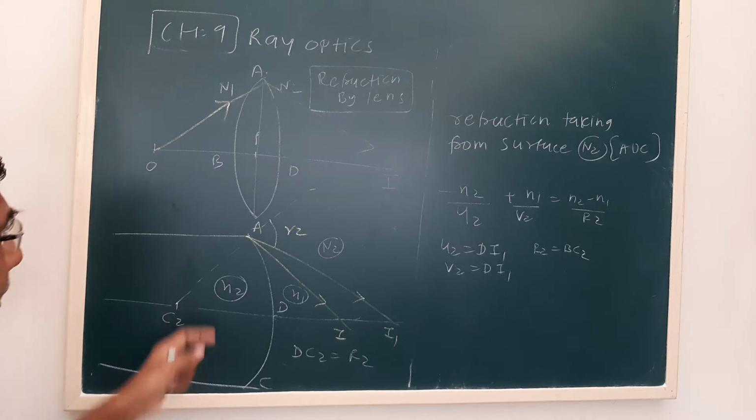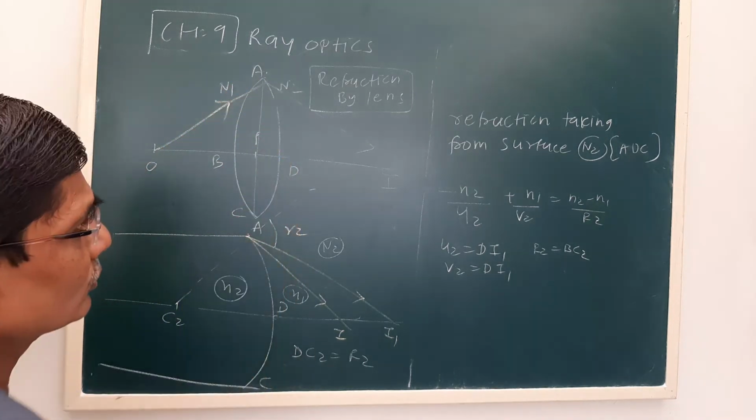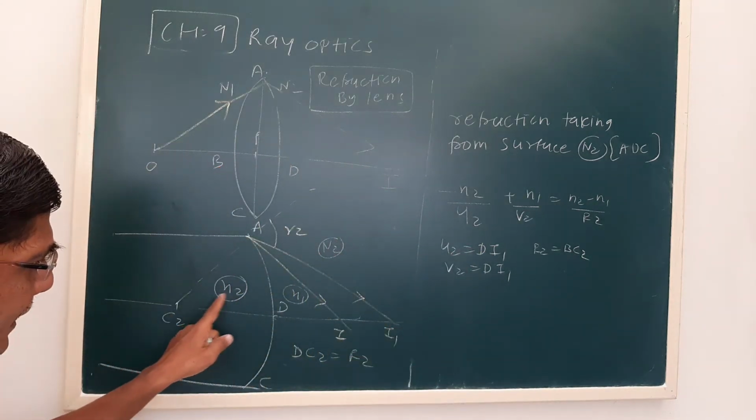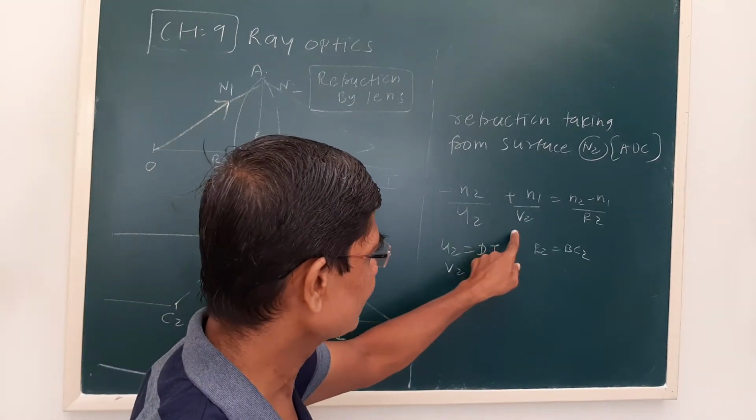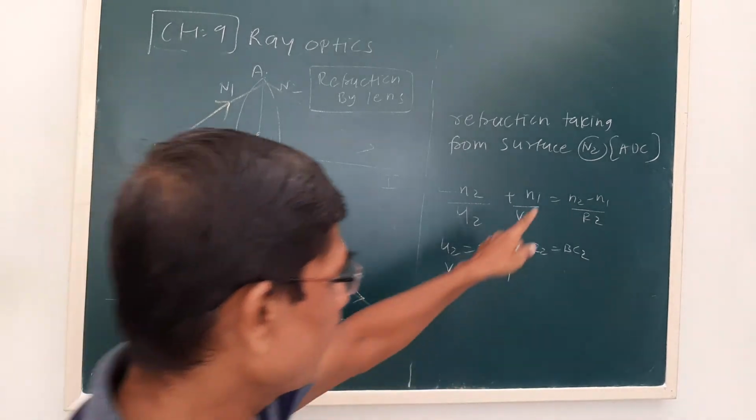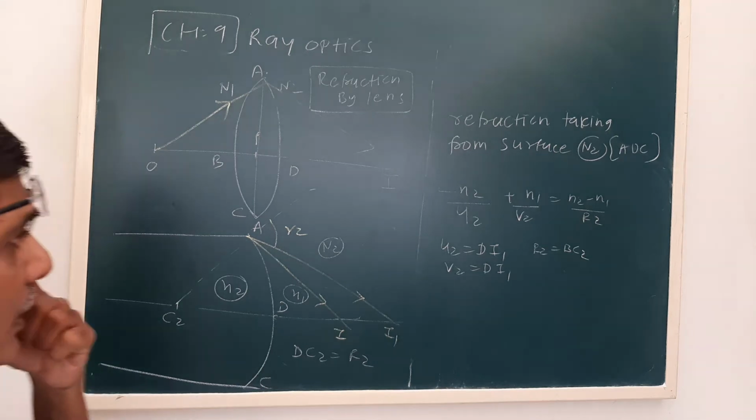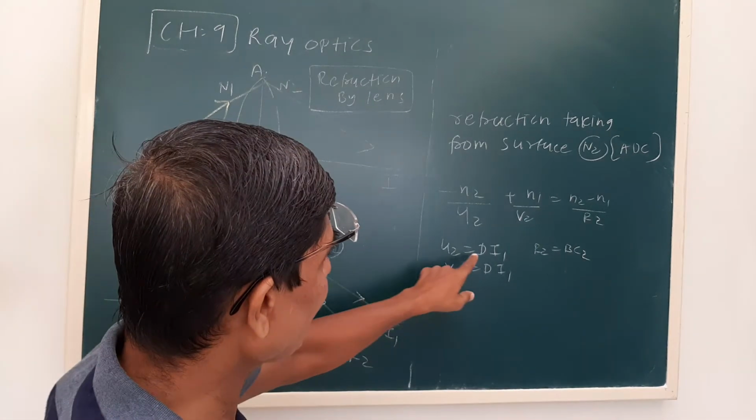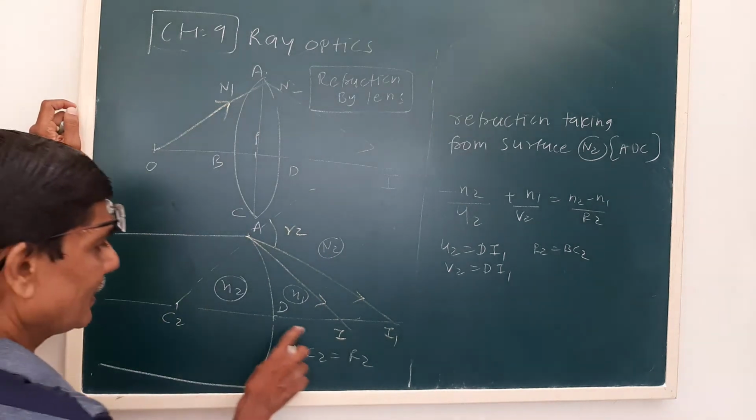Secondly we have to see the refraction taking place from the ADC surface, that is N2. Here the ray will travel from N2 to N1. Now see, the image formed by the first surface, ABC, will act as the object for the second. So this DI1 will act as the object distance for the second surface, and the final image is formed at DI.